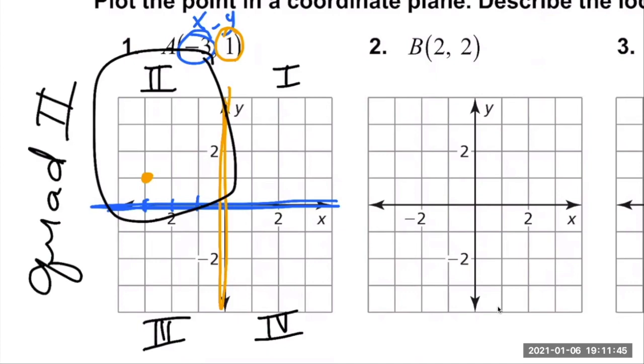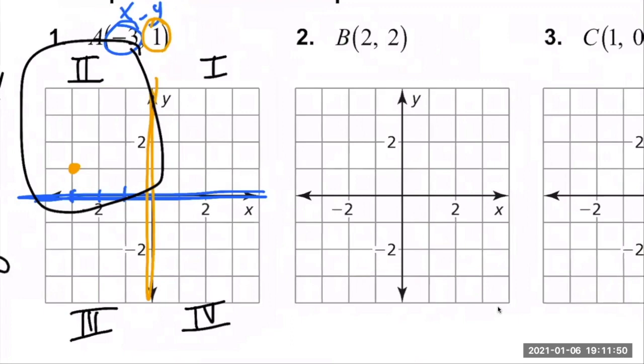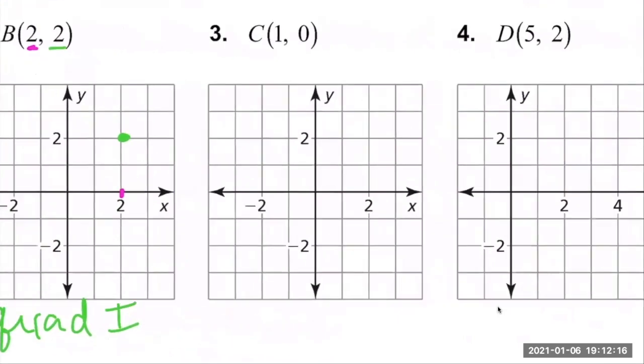And that's all we're going to do on these next couple of ones. So I'll do the next one with you, and then I'm going to have you do 3 and 4 on your own. So looking at B, first things first, we got to deal with the x. So I'm going over to the +2. So that's right there. Next, I have to go up +2. So that leads me right there. And based off of the last one, we know that is quadrant 1. So quad 1. So pause here, go ahead and try 3 and 4 on your own.